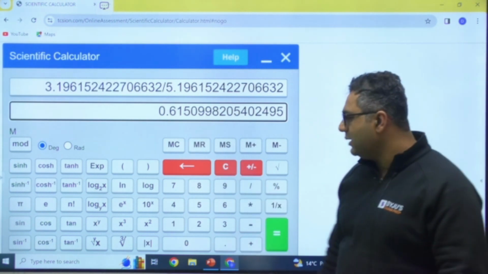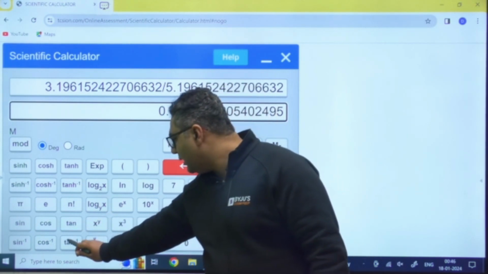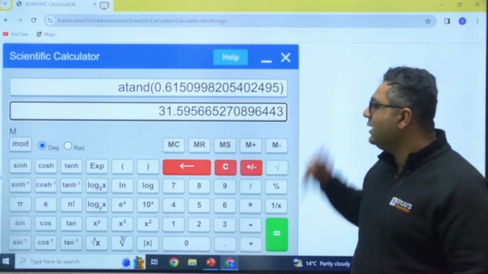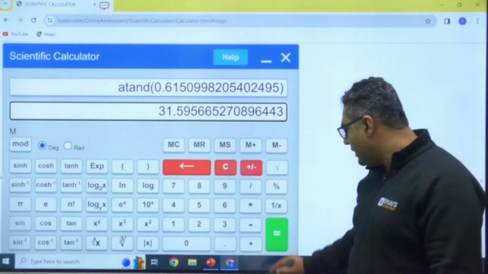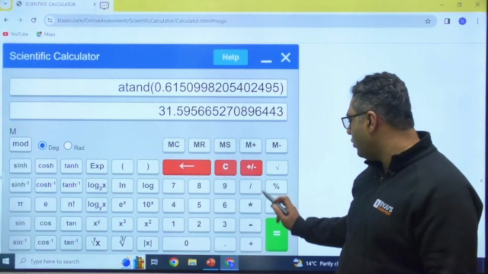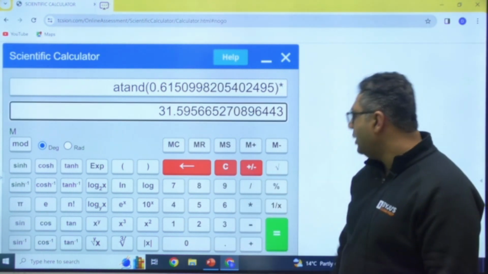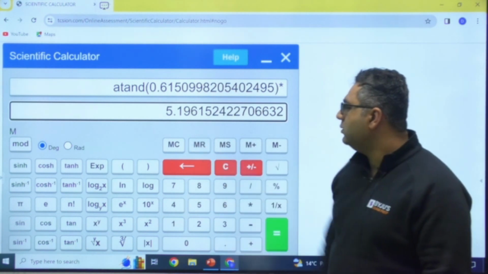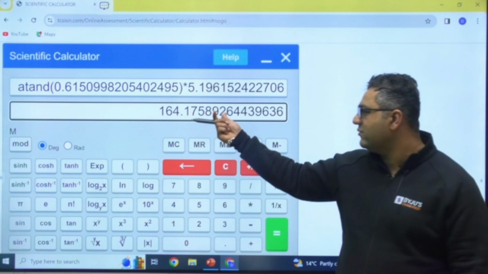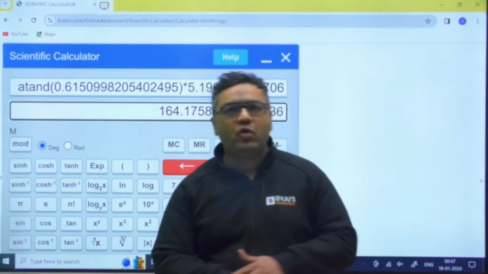Whatever I am getting, I can go for tangent inverse of that. So the tangent inverse of this function gives this 31 point something. Now what we have other than that is a multiplication by 3 root 3. So I would go for multiply, and then once again memory read. I would get equals, and the answer is 164.175892644, whatever it is. So this is how we can use it.